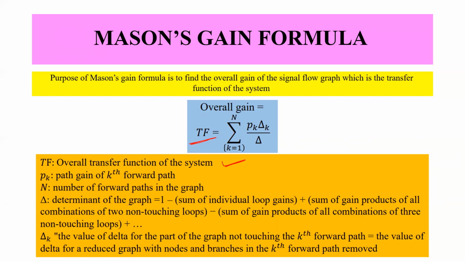Delta is the determinant of the graph basically, and it is generally given by 1 minus the sum of the individual loop gains. So we need to determine how many individual loops are there in the given signal flow graph. We will add the gain of all such loops, right? Then plus the sum of gain products of all the combinations of two non-touching loops.